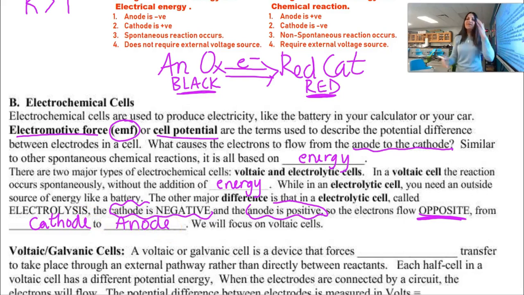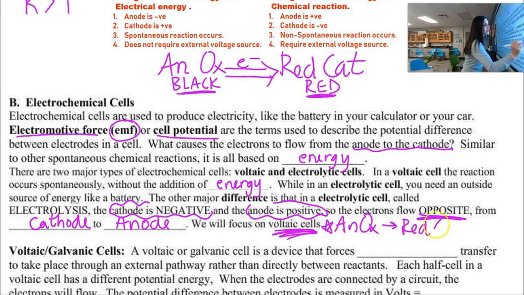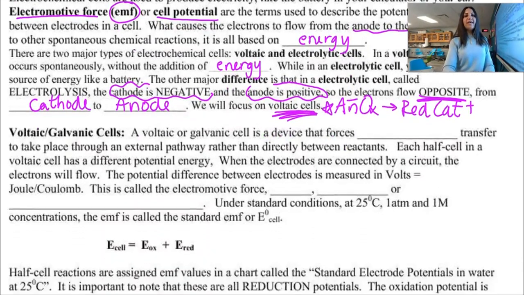And we're going to focus on voltaic cells. So remember, in a voltaic cell, it actually is the other way, which we said is going to be from AN OX, if we're doing a voltaic cell, AN OX towards the red cat. And your cathode will be positive here, and your anode will be negative. All right, so we're going to go from negative to positive in that case. Okay, so we've got these voltaic or galvanic cells.